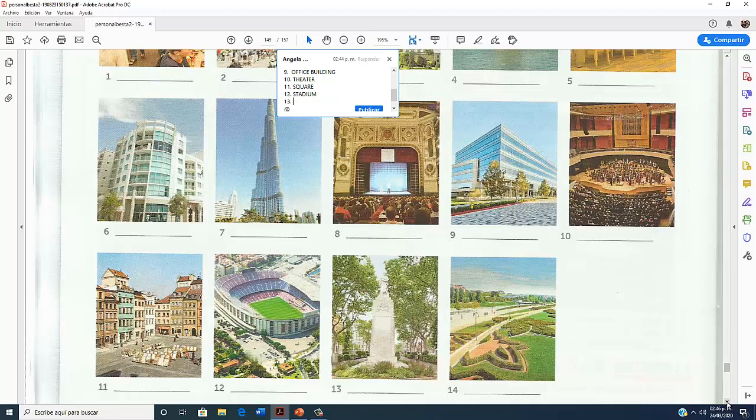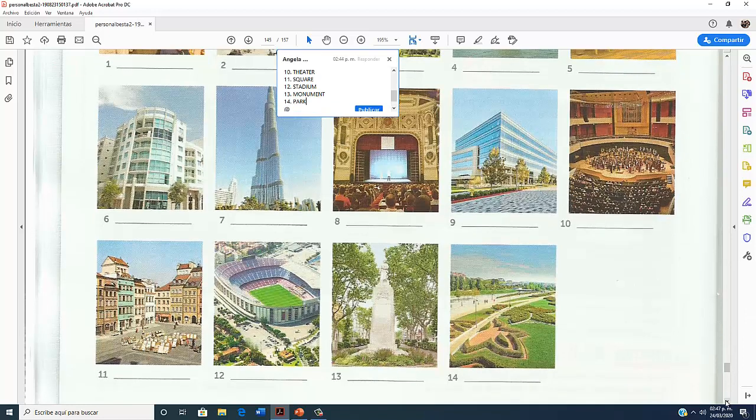13. Monument. That's a monument. And the last one, that would be a park. Park. That's a really big park. No? That's a really big park. Park. Okay.